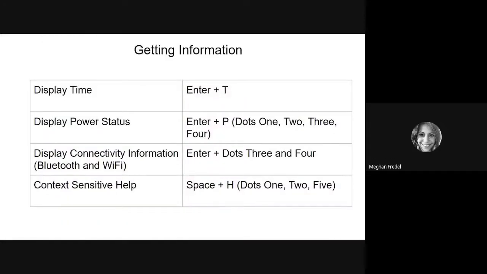The next section is going to talk about some information that is commonly accessed by Braille note taker users. That includes the time, the battery, how much battery charge you have left, your Bluetooth and your Wi-Fi info, and then getting help.